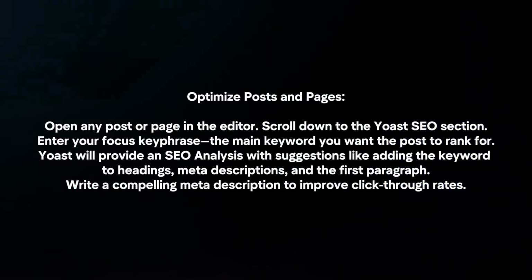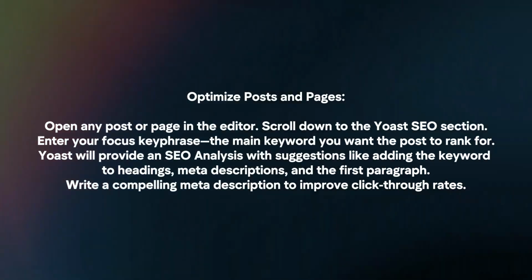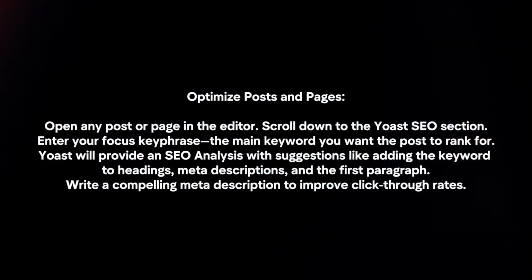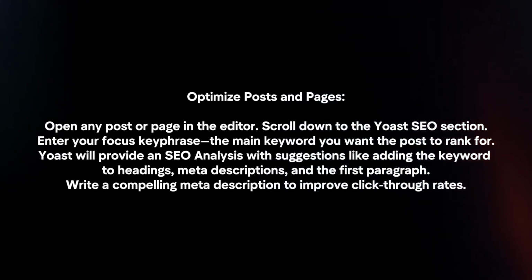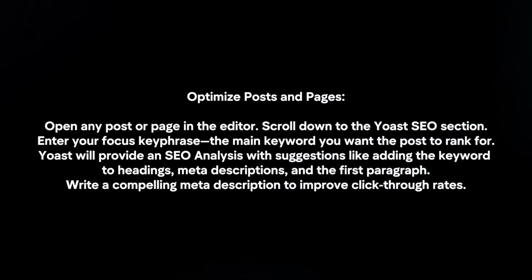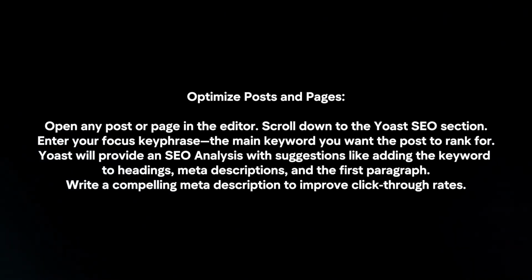Optimize posts and pages. Open any post or page in the editor. Scroll down to the Yoast SEO section. Enter your focus key phrase, the main keyword you want the post to rank for. Yoast will provide an SEO analysis with suggestions like adding the keyword to headings, meta descriptions, and the first paragraph. Write a compelling meta description to improve click-through rates.